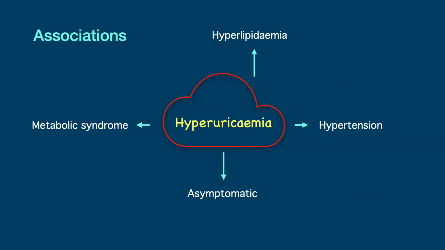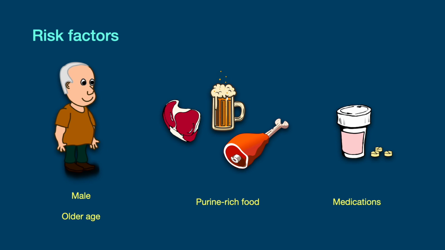Hyperuricemia may be associated with both hyperlipidemia and hypertension. It may also be seen in conjunction with metabolic syndrome. Hyperuricemia may be found in asymptomatic patients who have no history of gout. There are well-known risk factors for gout, and these include the male gender. Men are more likely to develop gout.